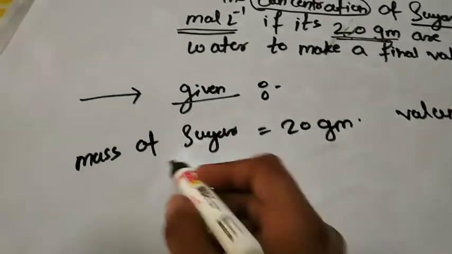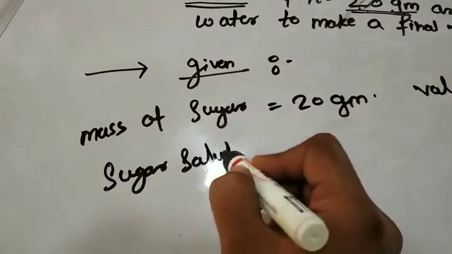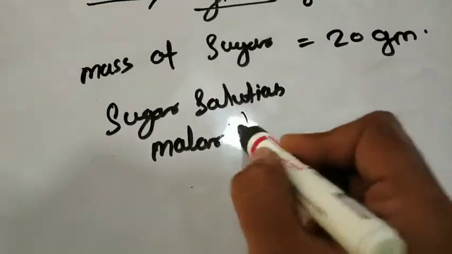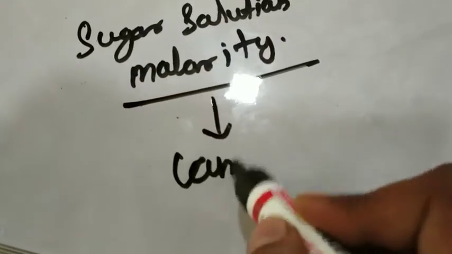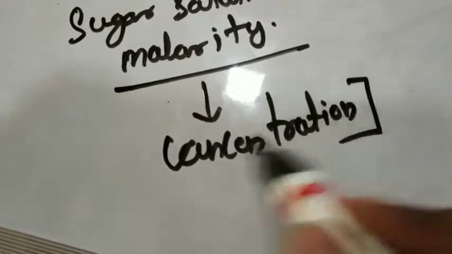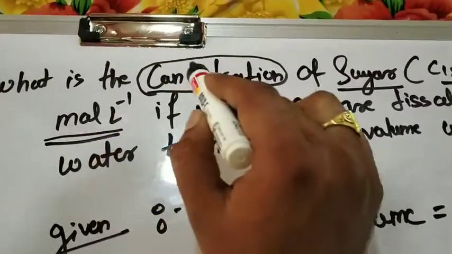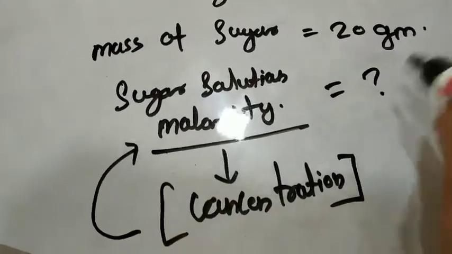Then what is given? We need to calculate the sugar solution molarity. Now what is molarity? Molarity is nothing but a concentration. Concentration is nothing but the molarity. Okay. So see, here in the question they have asked you what is the concentration of a sugar. So the sugar solution molarity we need to find out.